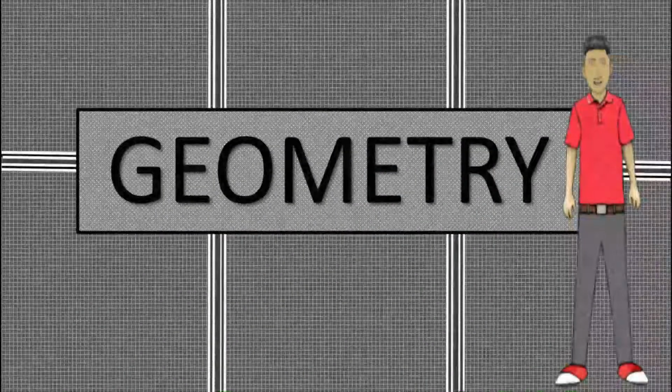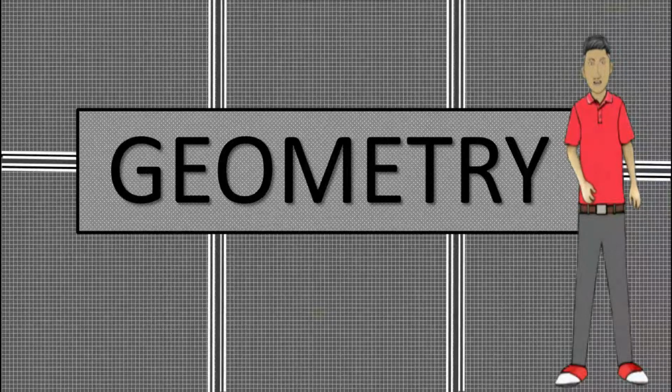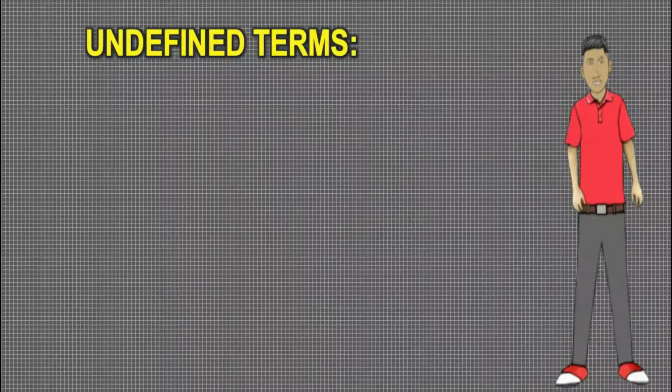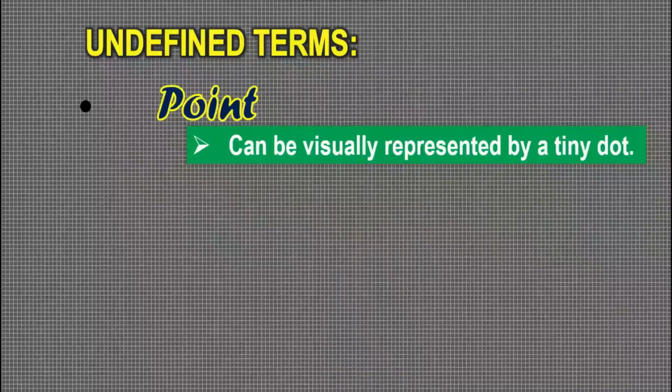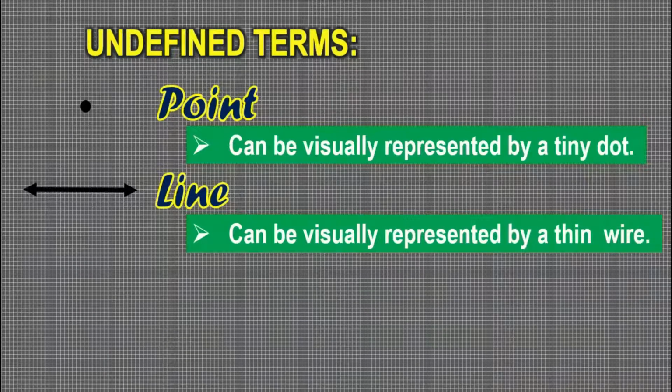Hello everyone, today I'll be discussing all about the three geometric figures in geometry. These are what we call the undefined terms. Let us start with the first one, point. Point can be visually represented by a tiny dot. Next, if two points are connected, this introduces us to the second undefined term, which is line.